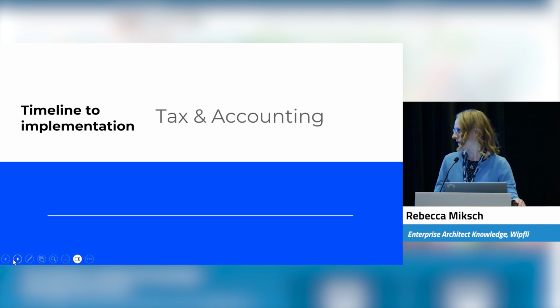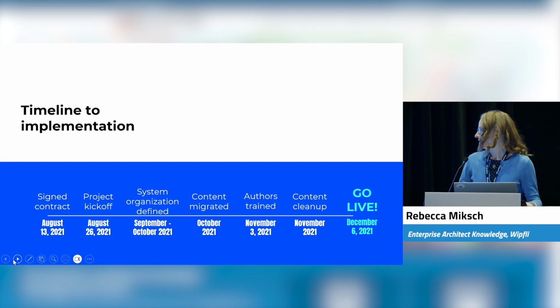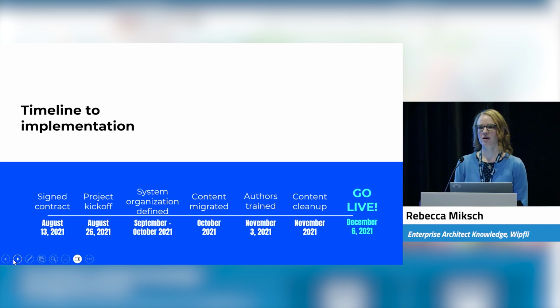The thing to keep in mind is, as a tax and audit and accounting firm, we can't change technology and we can't change process after mid-December. Everything kind of gets on hold as tax season or busy season or what we call opportunity season gets started. So we signed our contract on August 13th and we began the project about 2 weeks later. We had some internal things happening that we needed to account for.